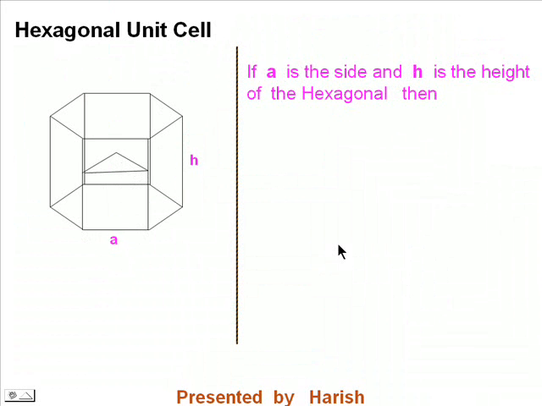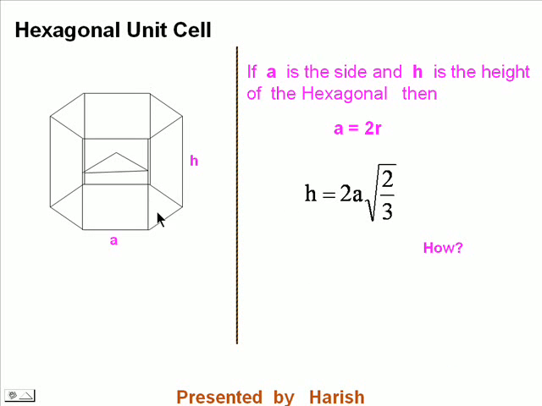If A is the side, H is the height of a diagonal. This is the height, this is the side. This is a side, this is also a side. These are equivalent sides. So you have A is equal to 2R. You have seen that this is the line joining the 2 adjacent atoms which are touching each other, so A has to be equal to 2R. And H, I'm directly writing here, H is equal to 2A into square root of 2 by 3.